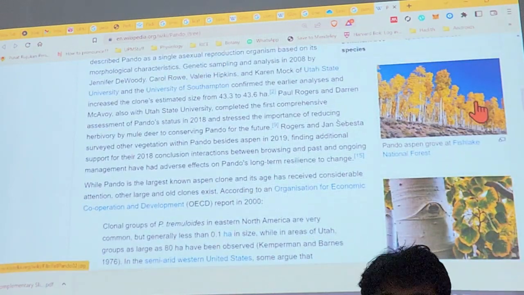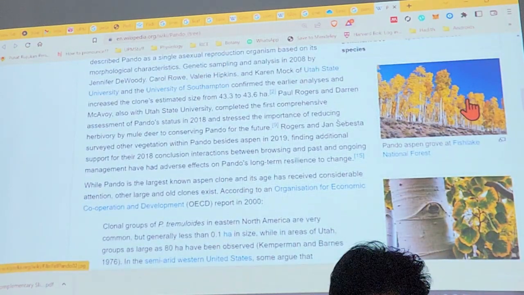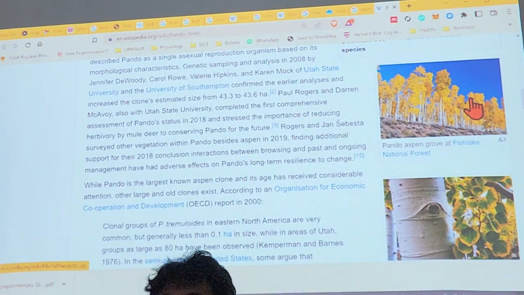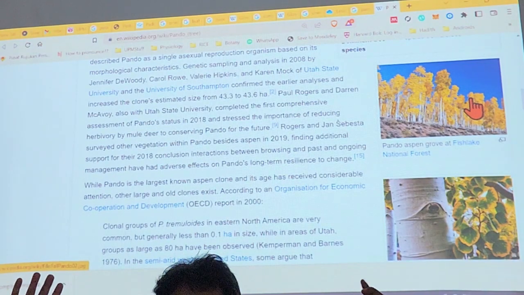This thing, actually, all this pando aspen forest, is actually the same tree. The tree didn't die. They grew tens of thousands of years ago, and they're just producing the vegetative baby next to it. And the whole forest is actually the same organism.